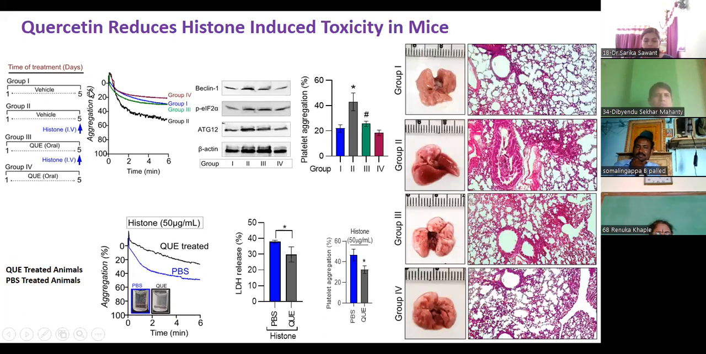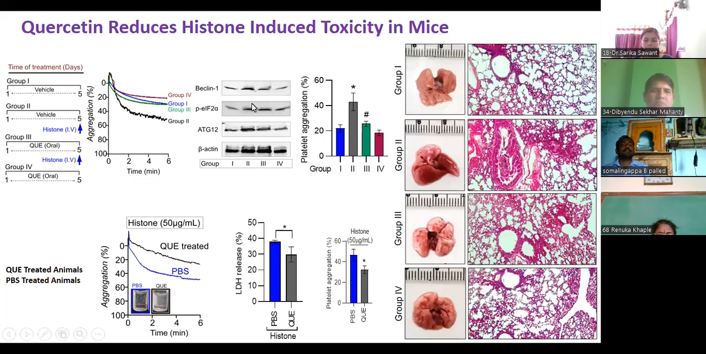Then we sacrificed the animals and isolated the platelets. And in presence of ADP, we observed the aggregation. Here you can see in case of the fourth group, the aggregation percentage is very low. In case of group 3, there is a significant reduction in the aggregation compared to group 2. Group 2 is histone alone. This data clearly says that it is better to provide quercetin before histone treatment.